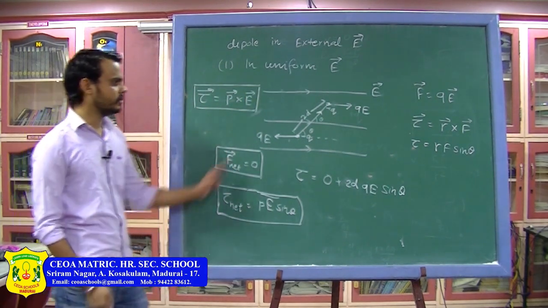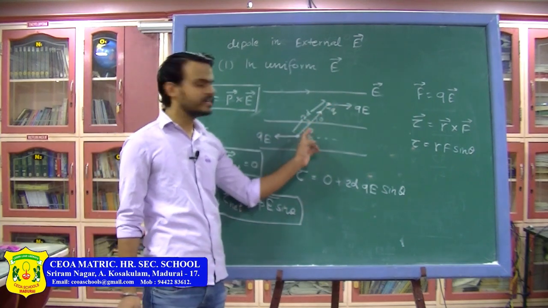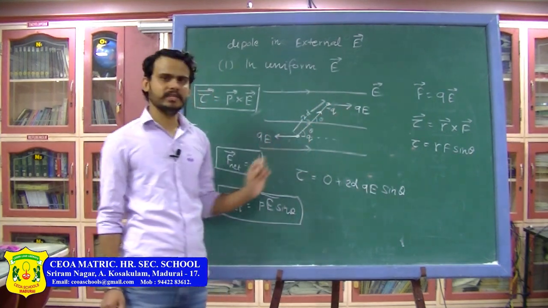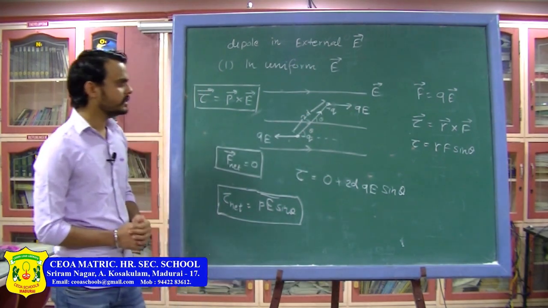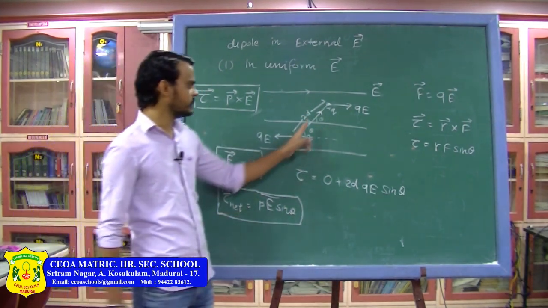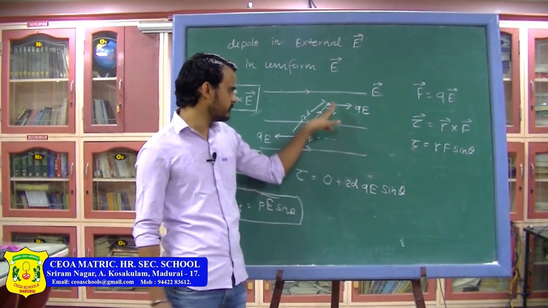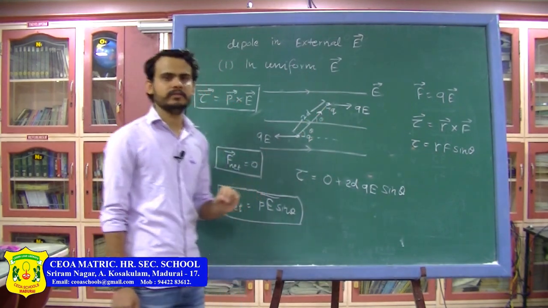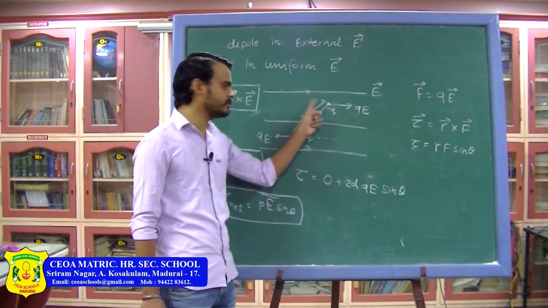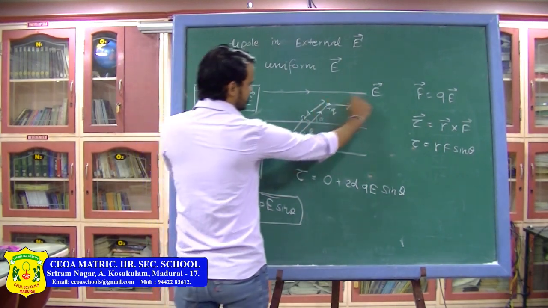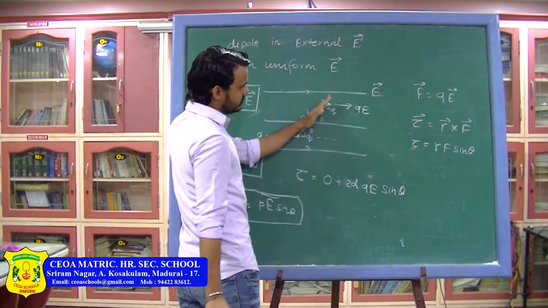Again, net force on a dipole in a uniform electric field is 0 because both the forces have the same magnitude and opposite direction, so net force will be 0. Next thing is torque. As we know, torque is R cross F, and both the forces are acting at different points, so there will be torque and this dipole will rotate. How do you know that there will be torque? Because if you apply the force in this direction and this direction, you can see that this dipole will rotate like this.